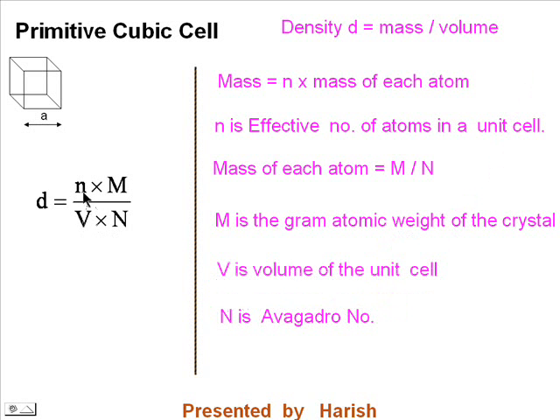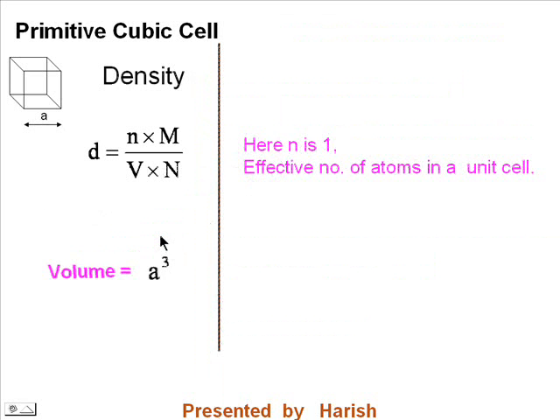So this particular m by N gives you the mass of one particular atom, and the unit cell has, let's say, n atoms. Then this total thing is mass of a unit cell divided by volume. You get it as density. Okay, so for a primitive unit cell, density again is D is equal to nm by VN. Volume is a cube. We know that volume of a cube is a cube. Here n is 1.